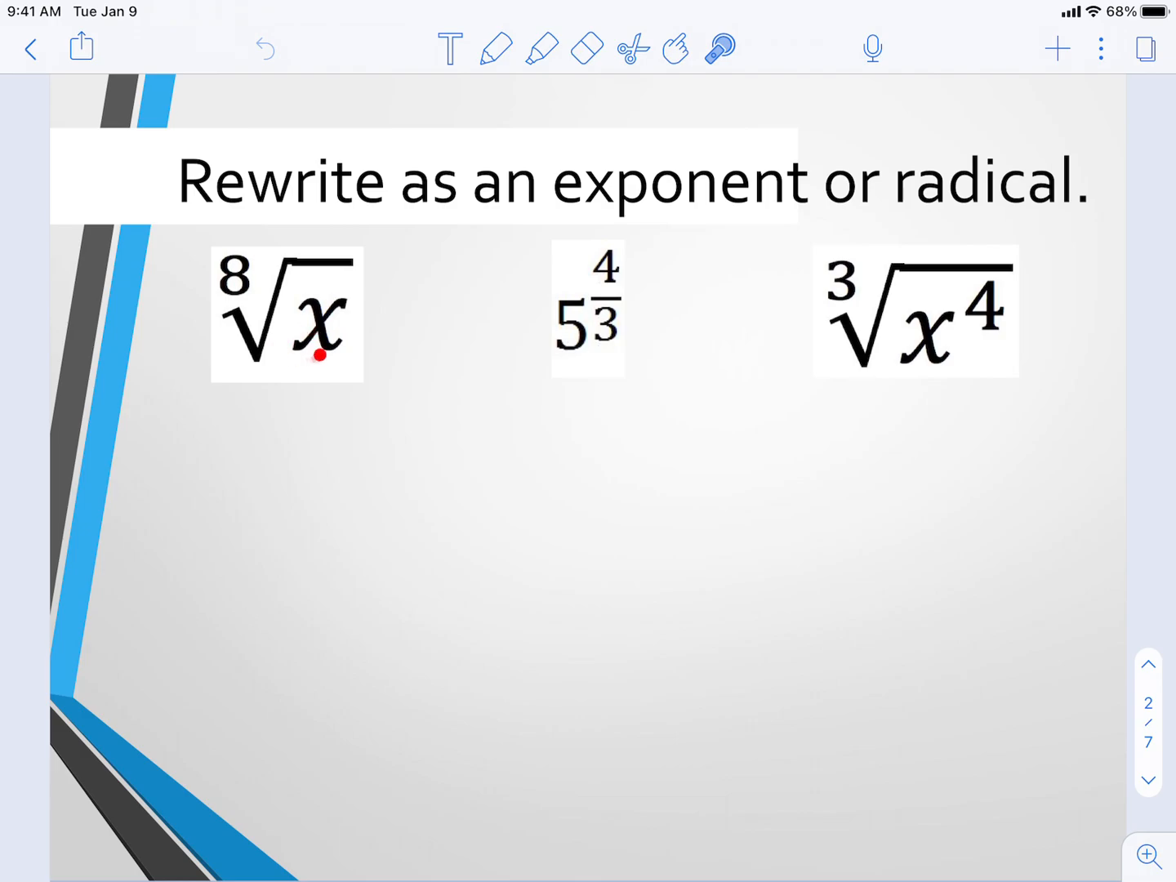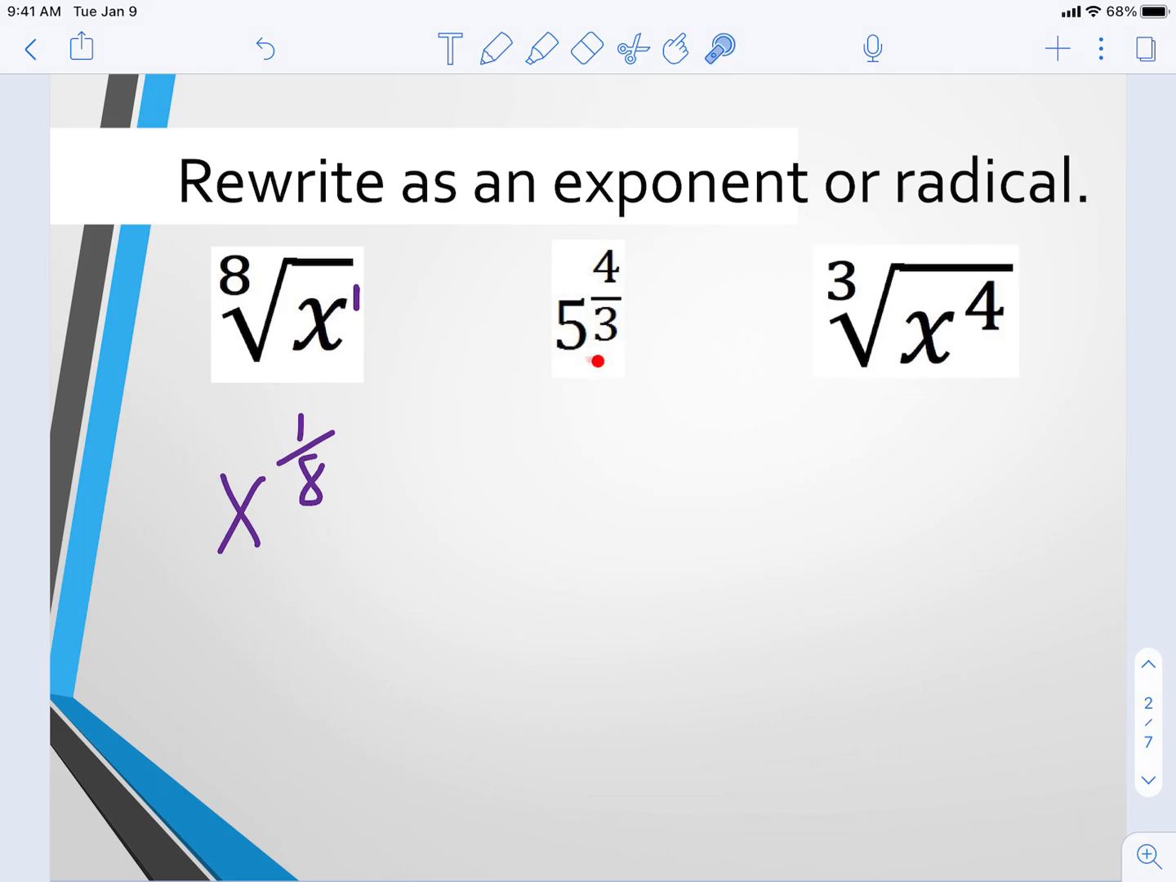So this first one is in radical form. Remember that this x, if there's no exponent, it's x to the first, right? So the way this works, the exponent is the numerator, and the root is the denominator, so x to the 1/8.